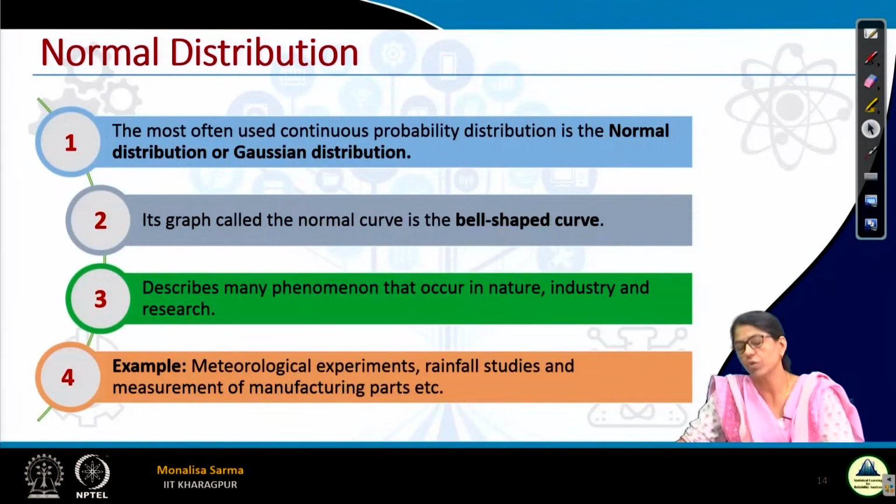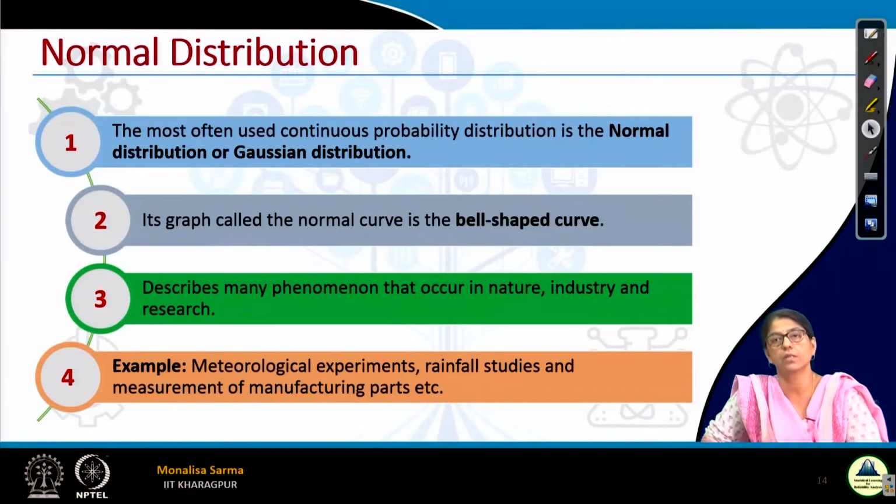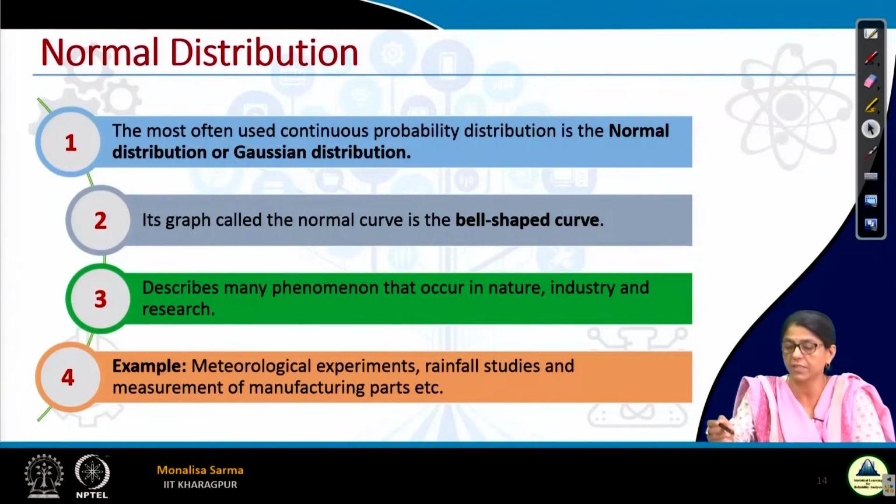Now, we will discuss the next important distribution, that is the normal distribution. It is also called the Gaussian distribution. This is a very important distribution in the sense that it has wide application. You can see its application in nature, industry, research, business, and many other places. This distribution was discovered by Professor Carl Gauss. That is why it is also called the Gaussian distribution, and it has basically a bell shape.